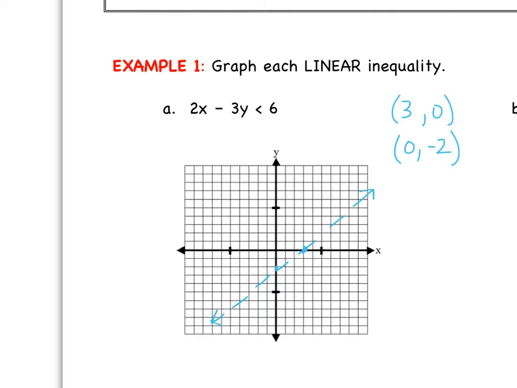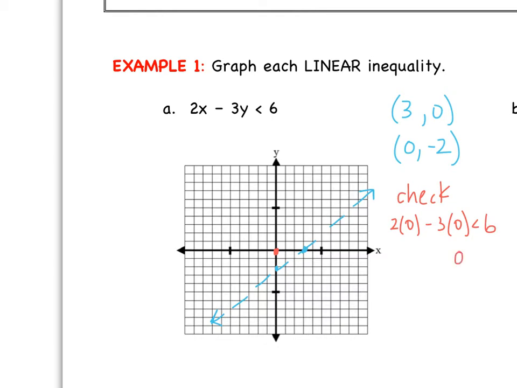And now the last thing we have to figure out is where are we going to shade? So we need to check a point that is not on our boundary. So I like to check 0, 0. All right, it's a nice simple point. All right, so we're going to check in the original inequality. Okay, so when x equals 0, we can plug in 2 times 0 minus 3 times 0, and we're checking to see that it is less than 6.